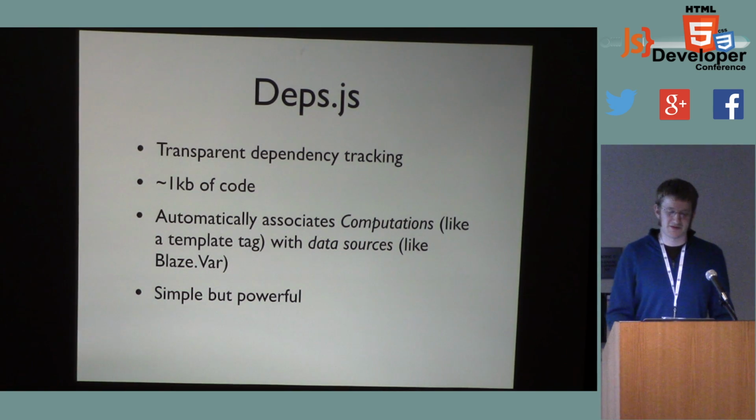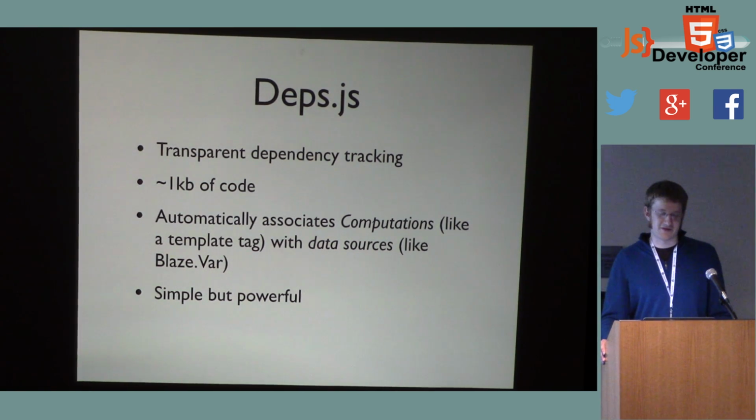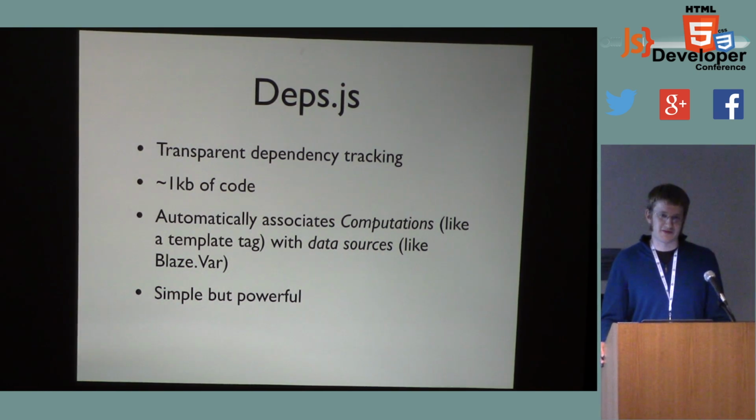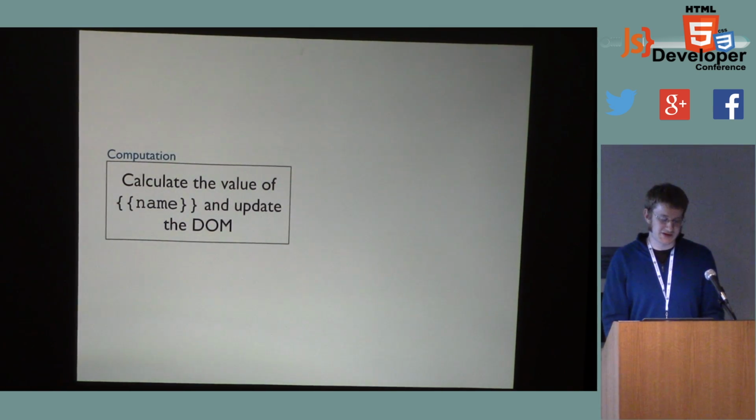The way we do this is with a little library we wrote called Deps for transparent dependency tracking. It's only about 1K of code on the network. It automatically associates computations, like calculating that name template tag, with data sources like the Blaze var. It's simple, but it's very powerful. So in this case, the computation is calculate the new value for that template tag and go put it in that particular text node in the DOM.